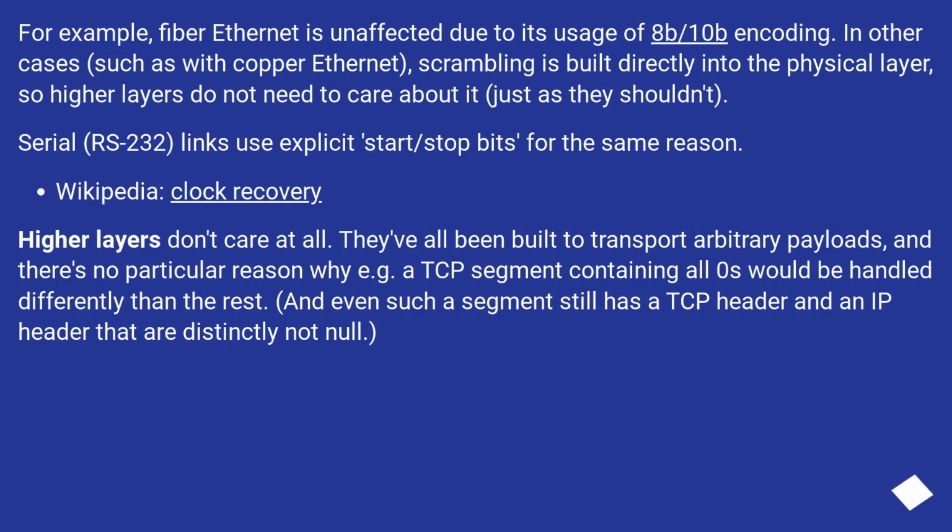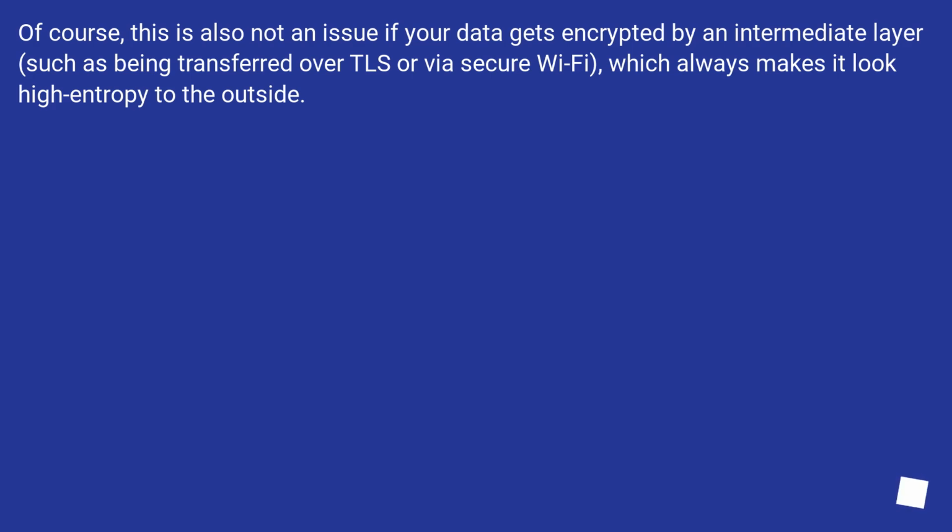Higher layers don't care at all. They've all been built to transport arbitrary payloads, and there's no particular reason why, for example, a TCP segment containing all zeros would be handled differently than the rest. And even such a segment still has a TCP header and an IP header that are distinctly not null. Of course, this is also not an issue if your data gets encrypted by an intermediate layer, such as being transferred over TLS or via secure Wi-Fi, which always makes it look high entropy to the outside.